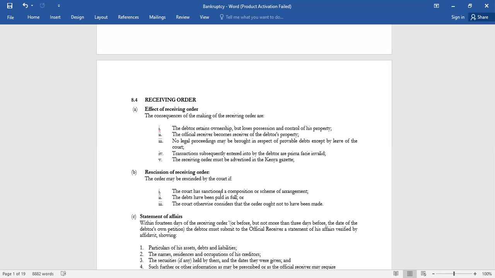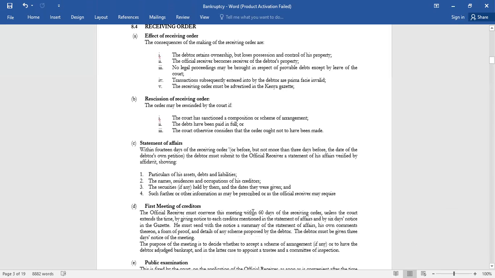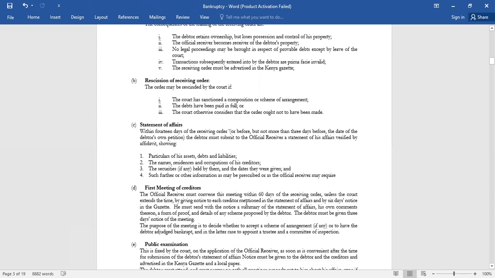There's something we call a statement of affairs. What is it? Within 14 days of the receiving order, but not more than 3 days before the date of the debtor's own petition, the debtor must submit to the official receiver a statement of his affairs verified by affidavit. You swear an affidavit in front of an advocate of the High Court or someone who has been allowed by the Constitution to administer an oath.